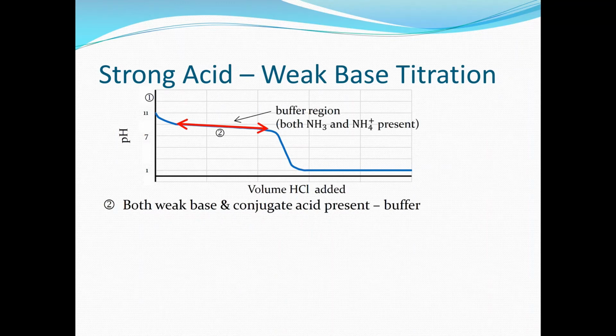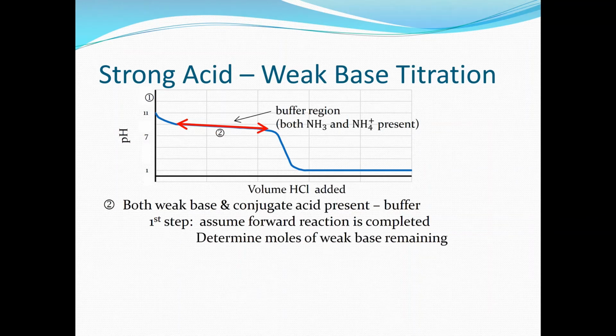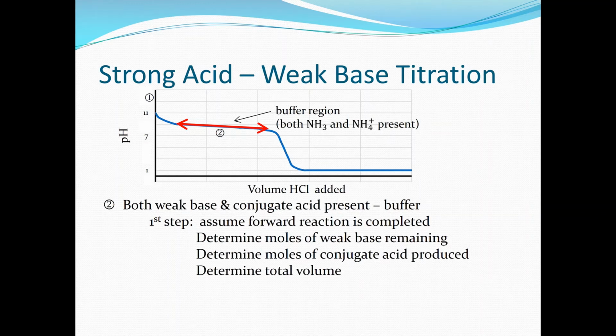When we're in the second part of the plot, we are going to have a conjugate acid-base pair, right? So we're going to have a buffer. So notice you're going to assume that forward direction takes place all the way. So in this case, that would be whatever your weak base is reacting with the H+ from the strong acid. Figure out how much excess of that weak base you have, and you'll have moles of weak base there. You'll know how much moles of the conjugate acid have been produced. You know your total volume, add your volumes together. And then you can figure out the concentrations of those two things, so the concentration of the conjugate acid and the conjugate base in the pair.